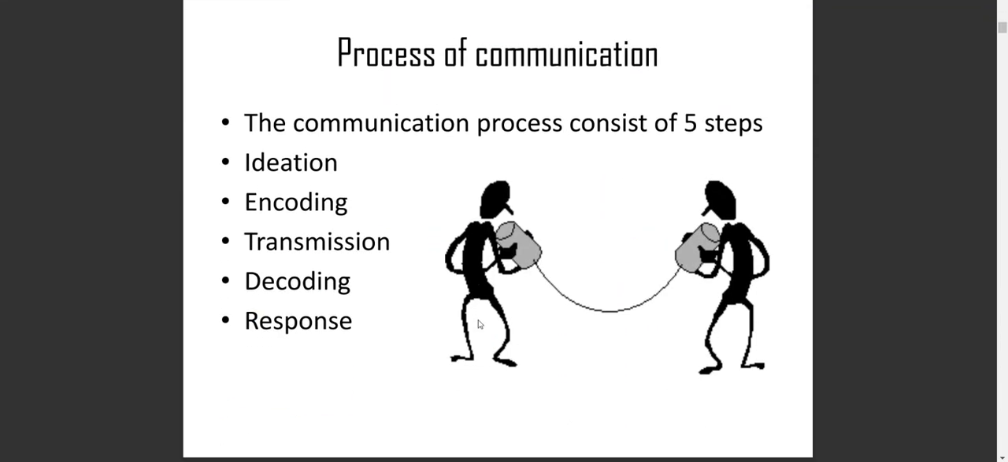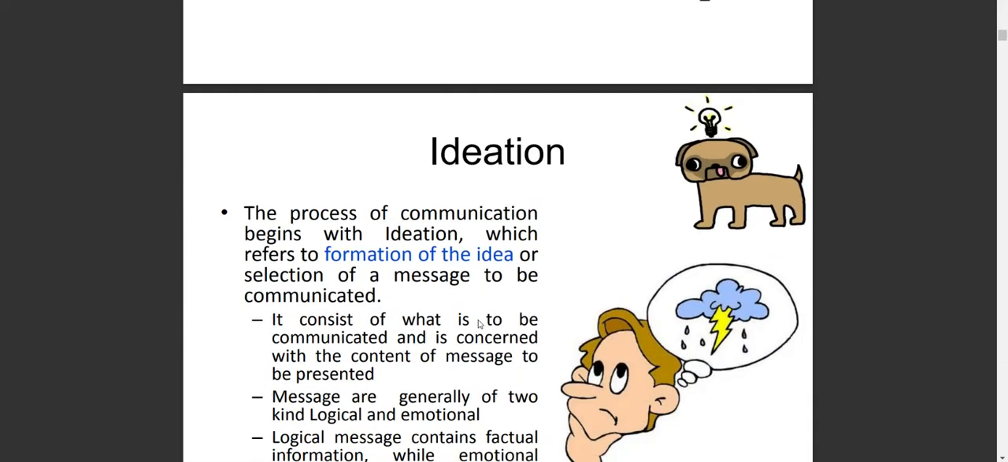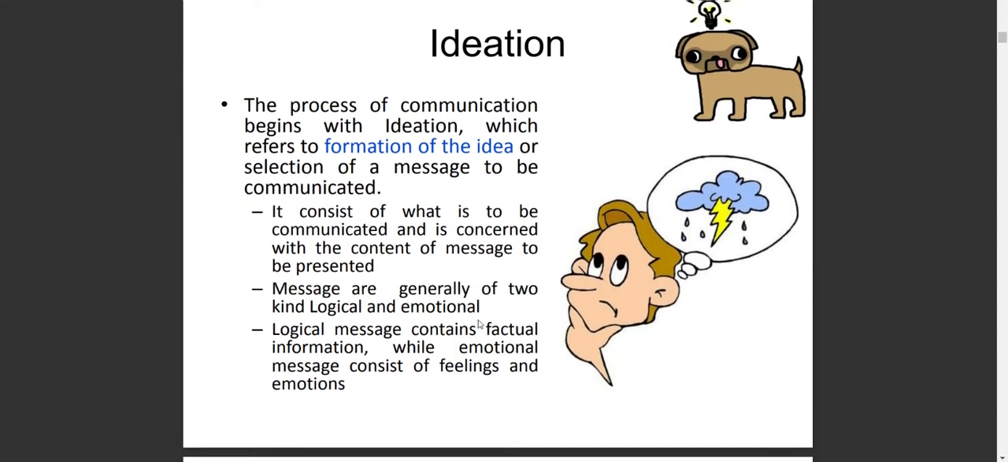The process of communication has five steps. First, ideation, encoding, transmission, decoding, and response. Let's study each of these steps one by one.